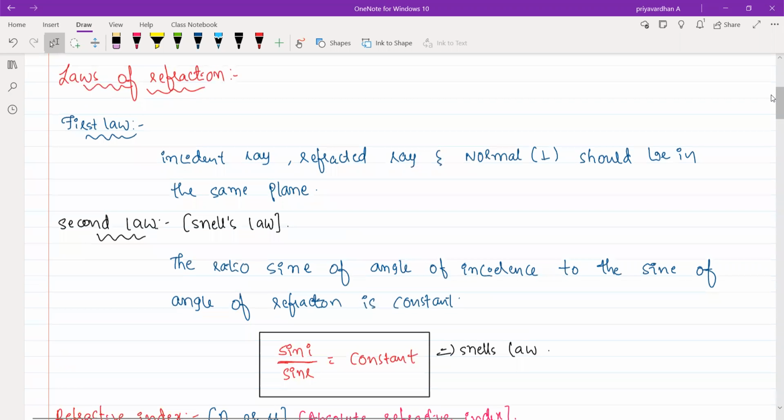What do I mean by laws of refraction? First law and second law we are having. First law, everyone knows: the incident ray, refracted ray, and normal should lie in the same plane. Now, normal is not a ray. Normal is perpendicular to the interface.